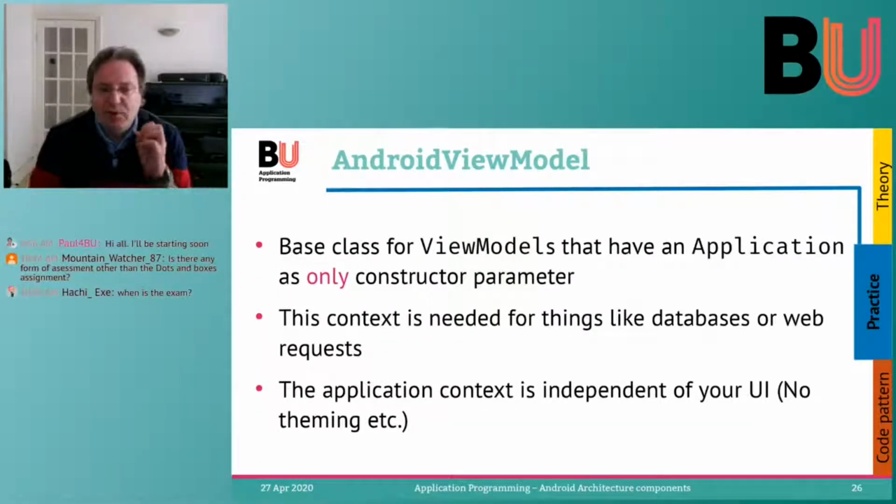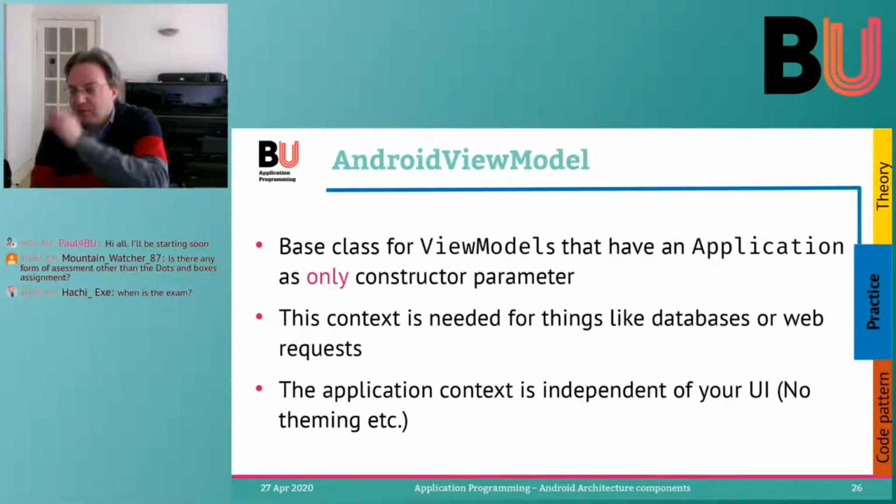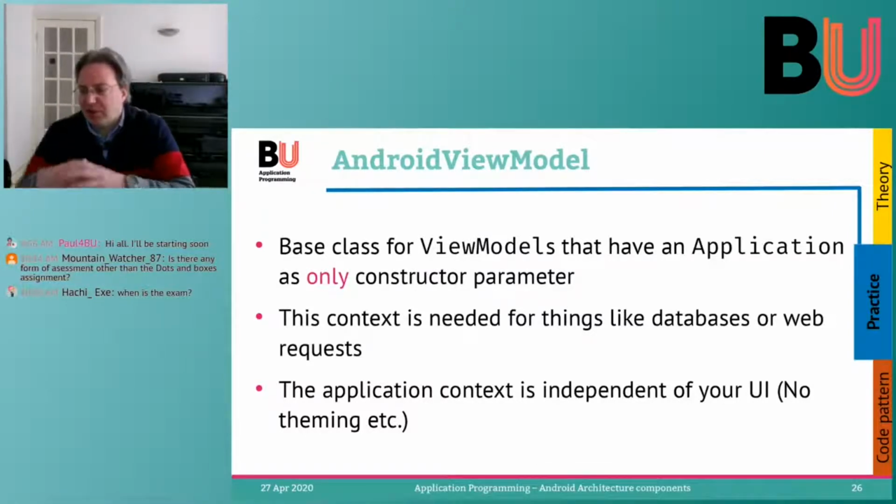There is one particular subclass of view model that is called Android view model, because sometimes you need access to a context. You need access to resources. You need access, even for opening a database, you need to know something. And that is what Android view models do. But Android view models do not get access to the activity. An activity is a context that is related to a particular UI element.